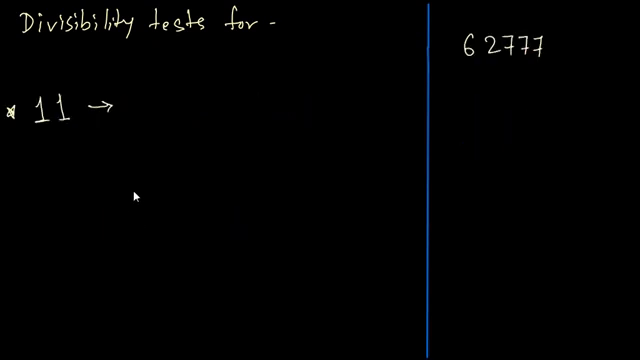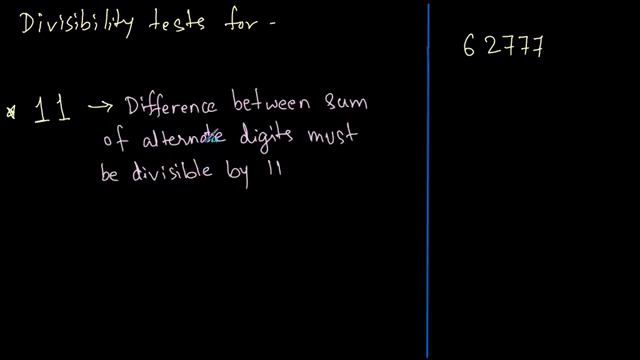Now let's see the divisibility rule for 11. The difference between sum of alternate digits must be divisible by 11. So let's take this example and find out the alternate digits. So you need to take out the alternate digits. So let's mark the alternate digits: 6, then 7, and then 7. So let's add those alternate digits. So 6 plus 7 is one group, and 2 plus 7 is another group. So 6 plus 7 is 20, and 2 plus 7 is 9.